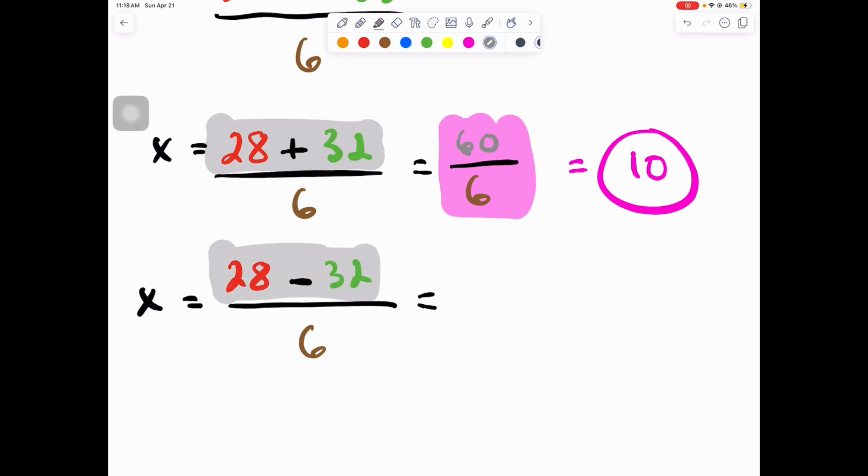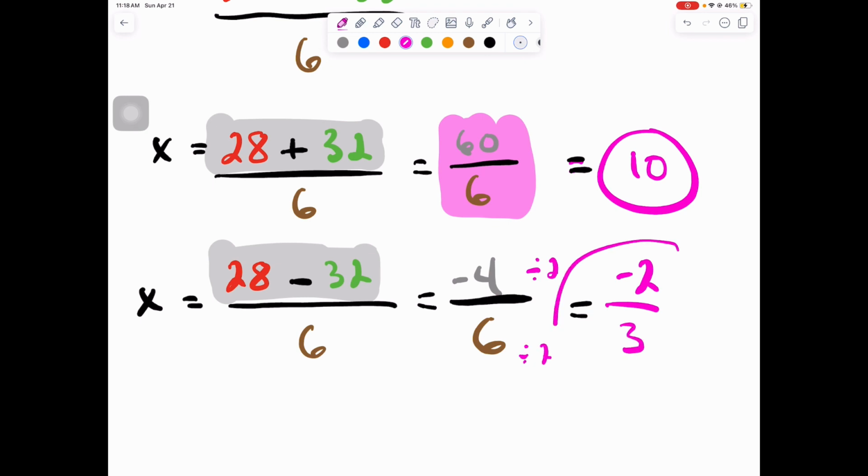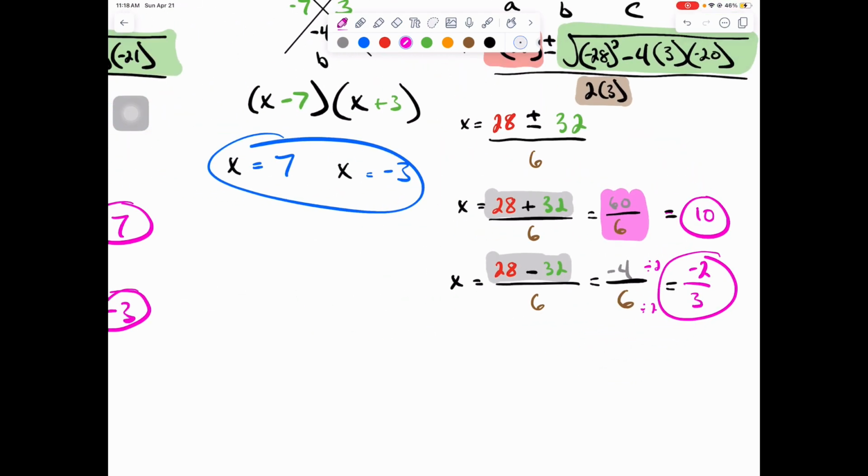28 minus 32 in your calculator will give you a negative 4. We will set that over our 6 in brown. And again, we'll do the computation. Negative 4 divided by 6. If we put that in a calculator, yes, it gives us 0.666667. We need to find the greatest common factor between the two, which is 2. So negative 4 divided by 2 equals negative 2, and 6 divided by 2 equals 3. And x equals 10. X equals negative 2/3.